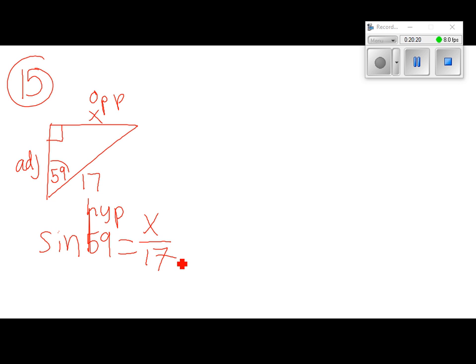If we're finding a side, right, now you gotta be careful, because the first thing you gotta find is what? The sine of 59. So grab your calculators and type in the sine of 59. I really wish you guys would quit putting that 0 in front of the decimal.